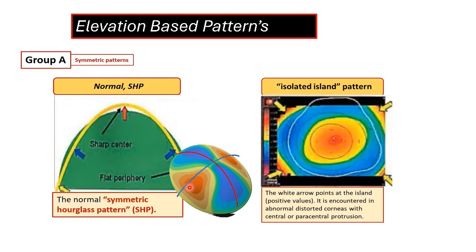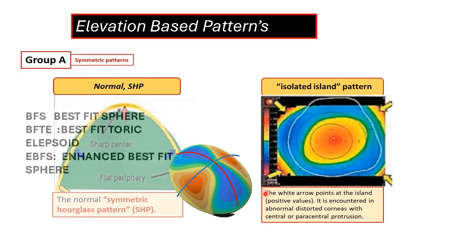When you look at the map, you should identify first whether this is an axial map or an elevation map. If it is an axial map and you find the redness in the vertical meridian, this indicates with the rule astigmatism. If it is an elevation map, you will find the blue color in the vertical meridian. Also, it indicates with the rule astigmatism.